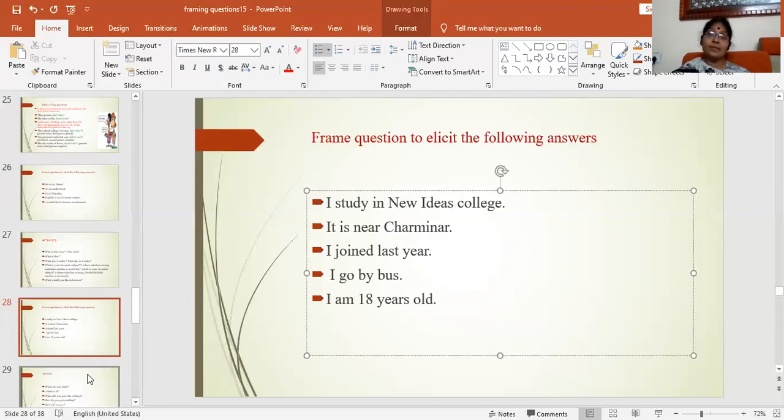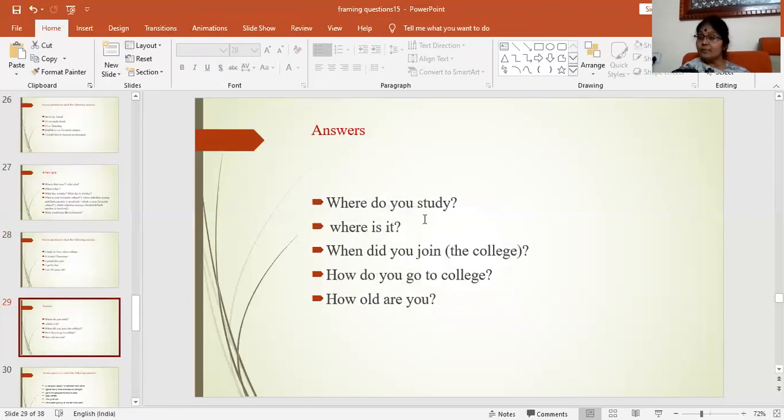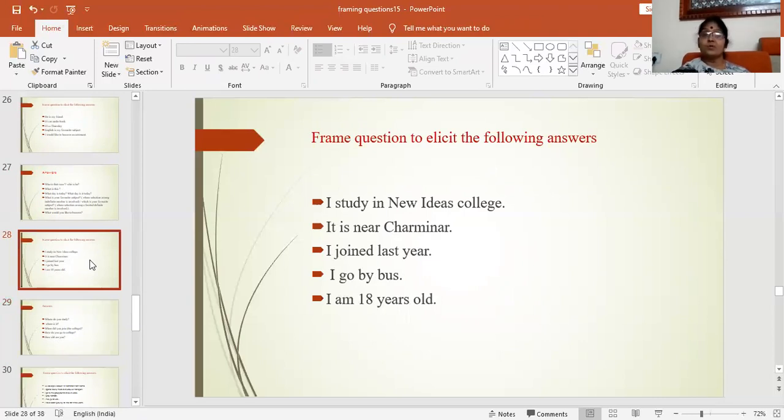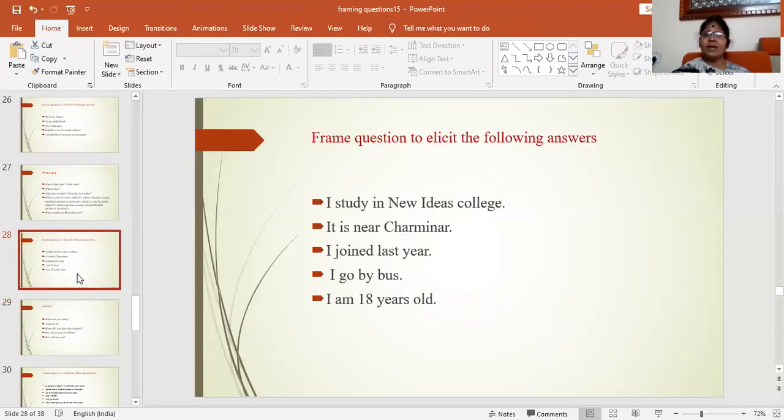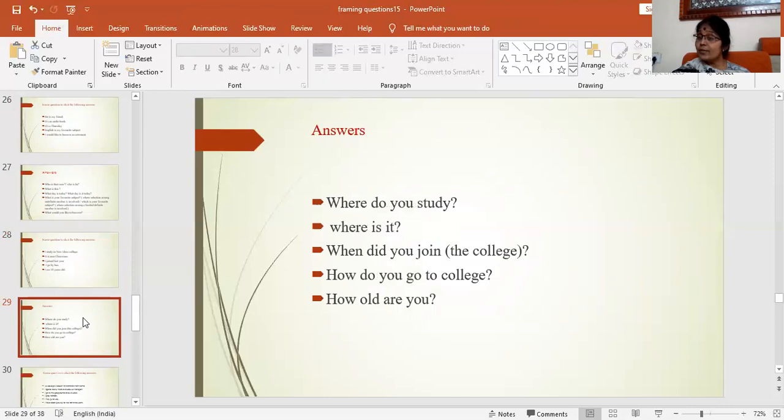So the answer was, I study in New Ideas College. What could the question be? Where do you study? Your answer is, I study in New Ideas College. It is near Charminar. Now guess what question they might have asked? Where is it? Then you give the answer, it is near Charminar. You have given an answer, I joined last year. What was the question they might have asked? Then the question could be, when did you join the college? Or, when did you join?